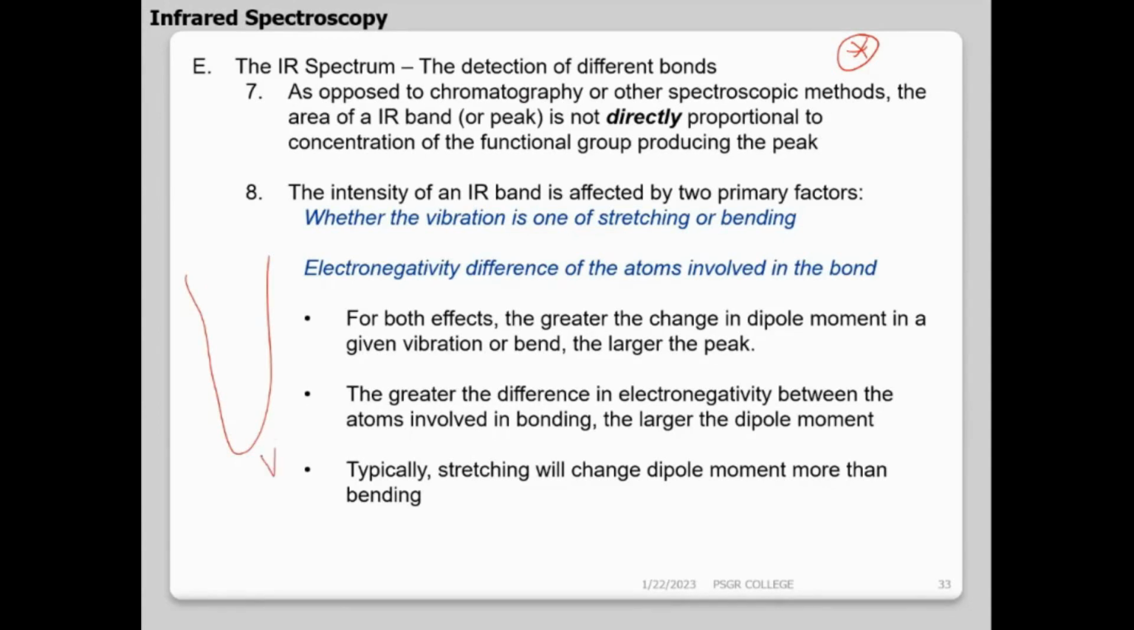So generally in NMR or UV, the area under the peak is proportional to the concentration, isn't it? In UV, absorbance is equal to what? Beer-Lambert's law: epsilon into C into L. So absorbance is directly proportional to the concentration. Greater the concentration, greater the absorbance.